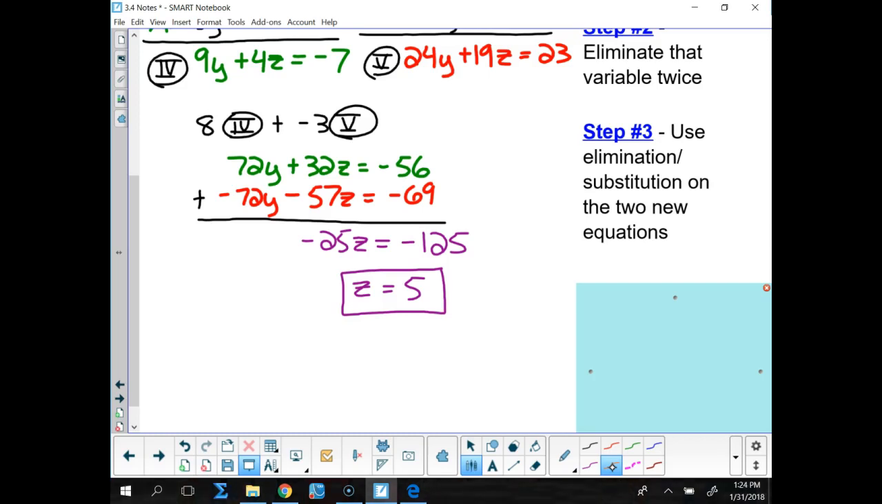Yeah. So then now we got to go 9 times y plus 4 times 5 has to equal negative 7. So 9y plus 20 equals negative 7. So 9y equals negative 27. So y equals negative 3.